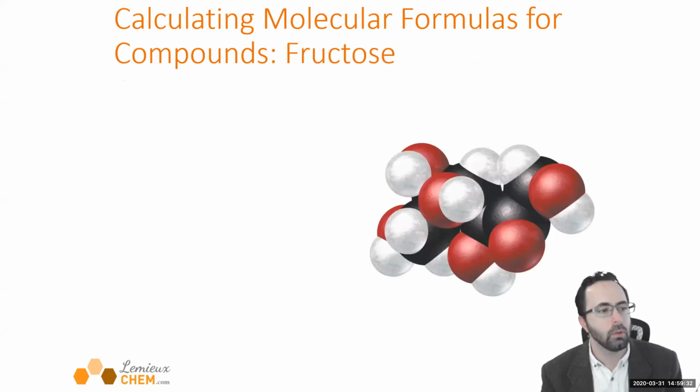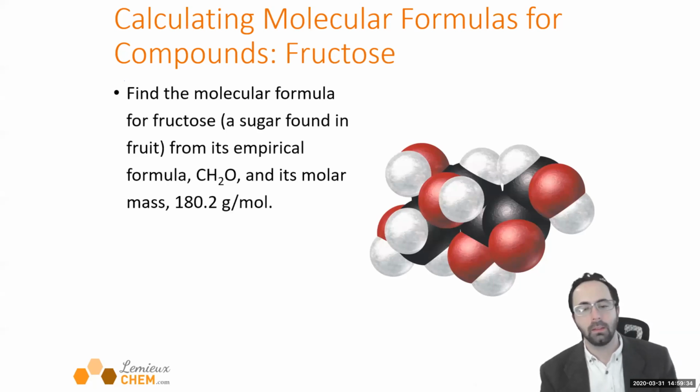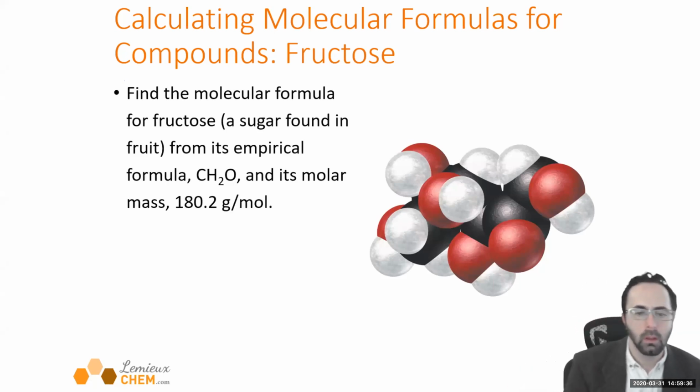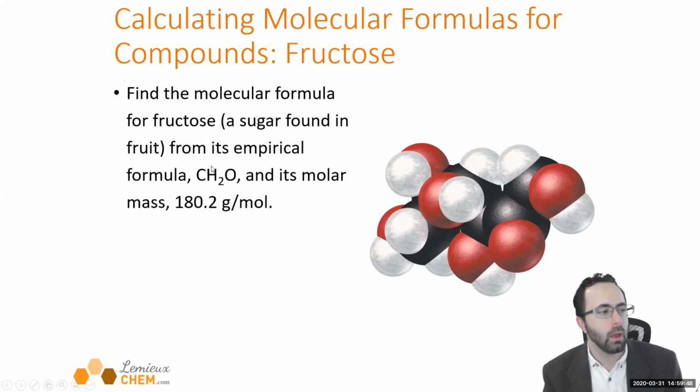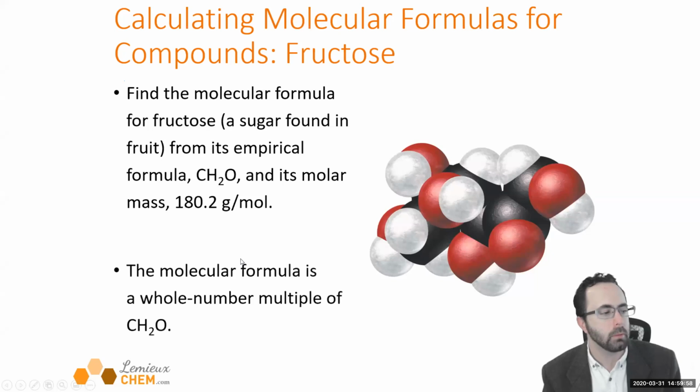So here is fructose. Fructose has the empirical formula CH2O, and the molar mass for fructose is 180.2 grams per mole. So what we need to do is figure out the molar mass of the empirical formula and see how much bigger the actual molecule is compared to what's written in the empirical formula. The molecular formula is going to be a whole number multiple of CH2O. We need to figure out what that multiple is.